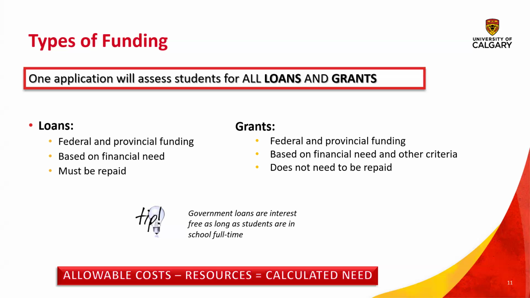Loans are funds that need to be repaid, and loan eligibility is determined based on your financial need. Financial need is calculated as the cost of being in school minus the resources that you have. You don't need to apply for loans and grants separately, as one application will be considered for both loans and grants.